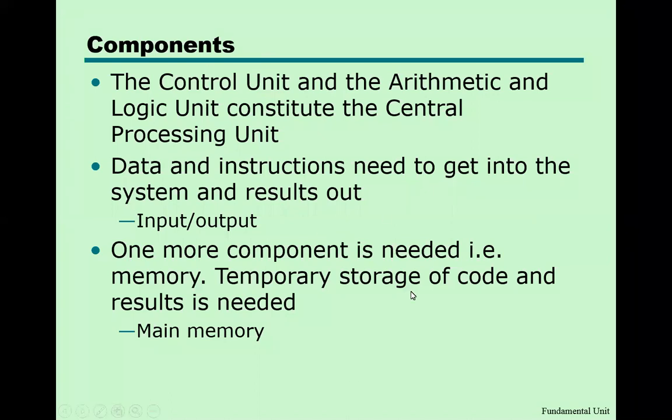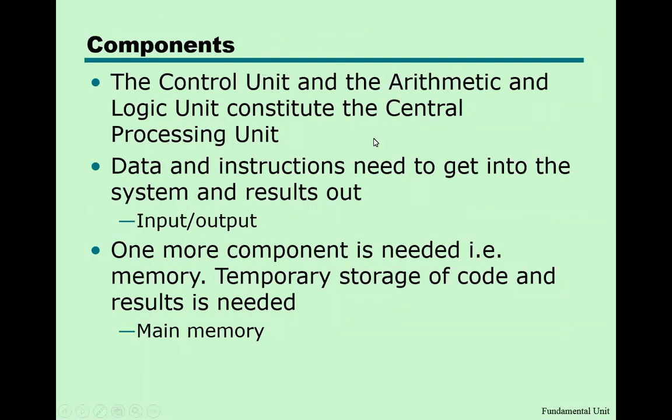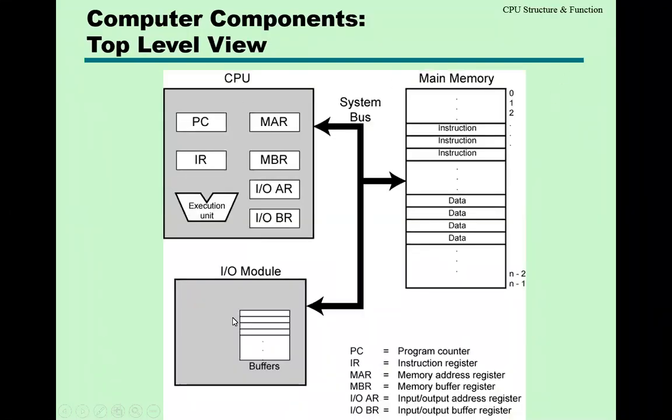We have seen there are mainly three components: one is the CPU, the second is the input-output unit, and the third is main memory. Similarly, you can see these three components here. That is the von Neumann machine, the very first computer, and this is how it was designed. The simple way to understand it is to categorize it into three categories: CPU, main memory, and input-output module.